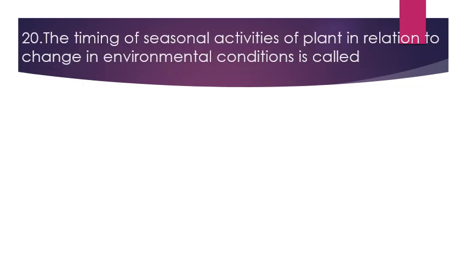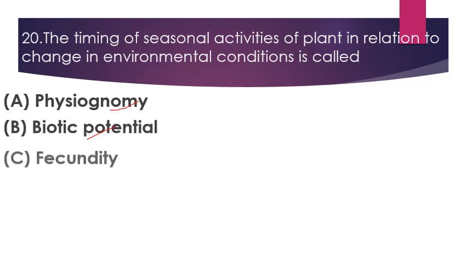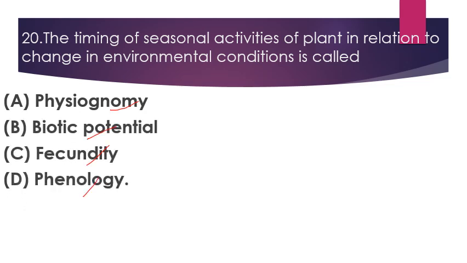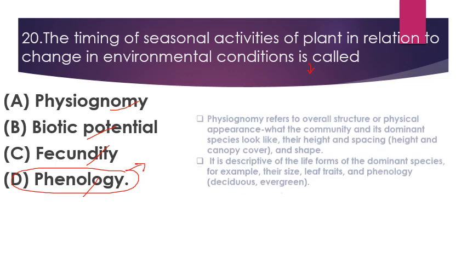Next question. The timing of seasonal activities of plant in relation to change in environmental condition is called. तो जो भी plants के life cycle में changes आते हैं environmental conditions के change होने पे, उसे क्या कहा जाता है? Options are physiognomy, biotic potential, fecundity और phenology. So the right answer is phenology. Pheno means morphological appearance. सो वो जो changes होते हैं वो हमें morphology में दिखते हैं plants की, and these seasonal changes are termed as phenology.